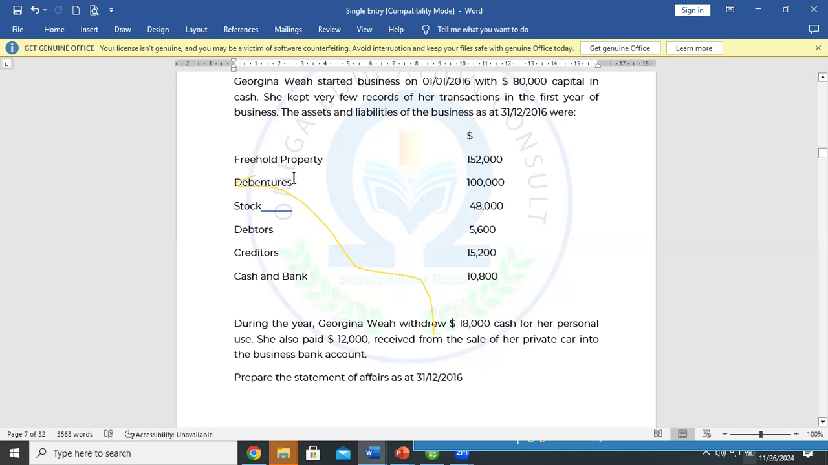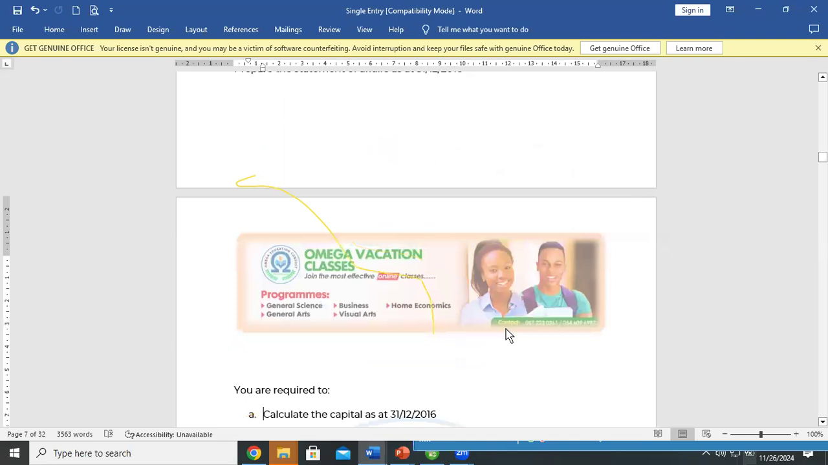So frankly, the information you have here: the first one is freehold property. The debenture is a liability, right? Stock is an asset. Debtors, asset. Creditors, liability. The cash and bank is an asset. Now the other information, there's nothing in here telling us about an asset on 31st December 2016. We were told during the year she withdrew $18,000 cash. Okay, great. So let's look at how you prepare the statement of affairs, which is the same as calculating the capital.